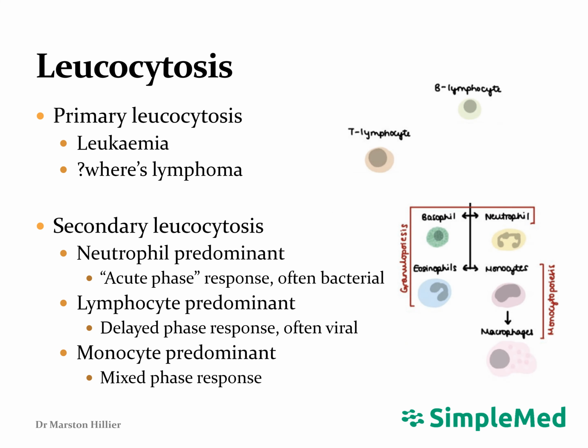Leukocytosis, or having too many white blood cells, can again be split into primary and secondary causes. Primary leukocytosis is usually referred to being some kind of leukemia, a cancerous condition of white blood cells.